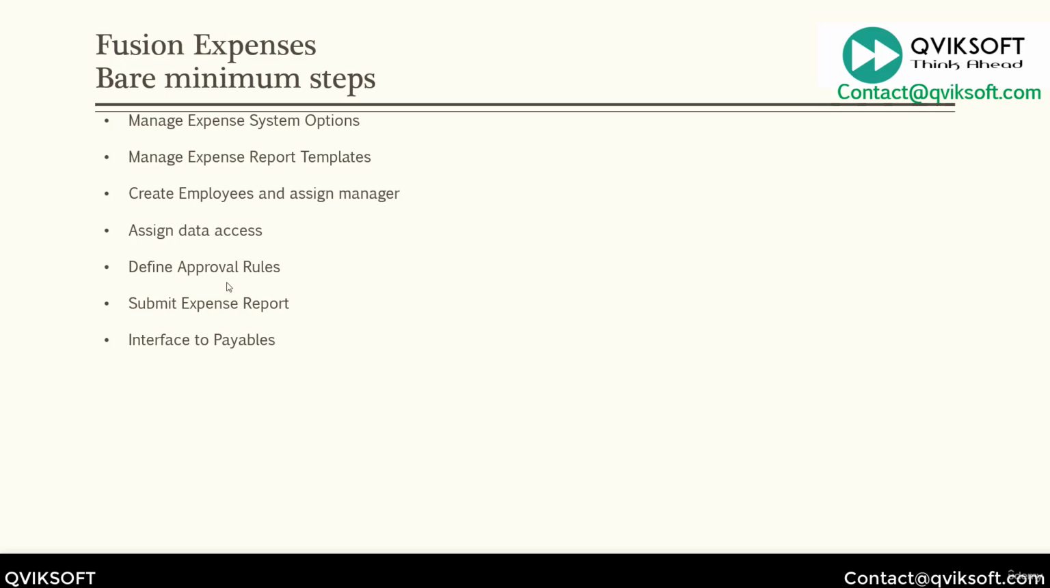I will also show you approval rules, where the employee's request will go to the manager for approval. Then finally we'll go through the various stages of the expense report, and once it's approved, it will go to the interface to payables for payment. So these are the steps we'll go through. Now let me show you all this in action in the system, and then we'll go through each particular step. First I'll explain the step, then I'll show you the step in action in the system.